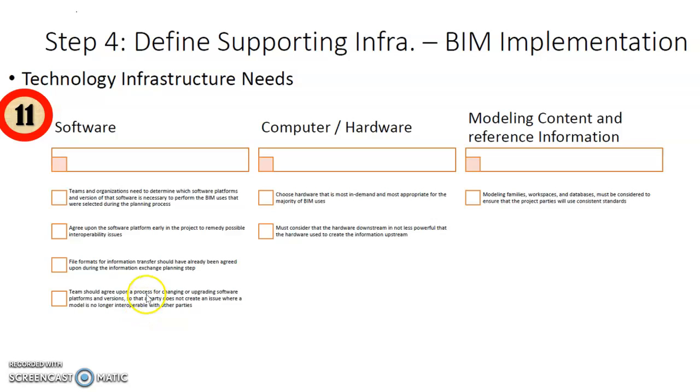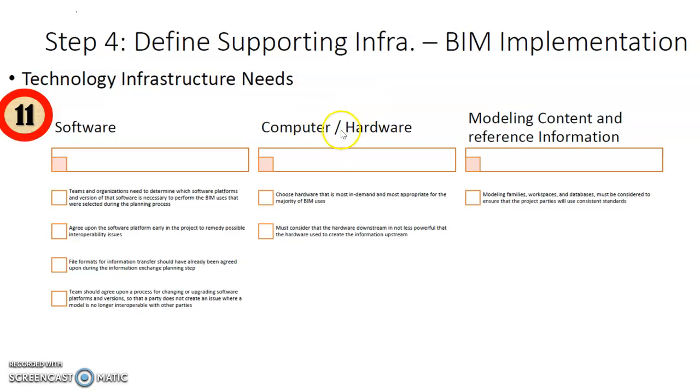Teams should agree upon a process for changing or upgrading software platform and version so that the party does not create an issue where the model is no longer interoperable with other parties. That is under the software requirement.